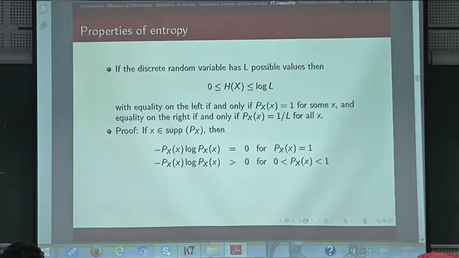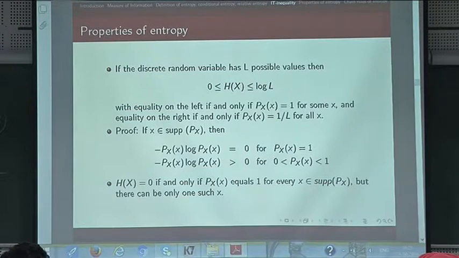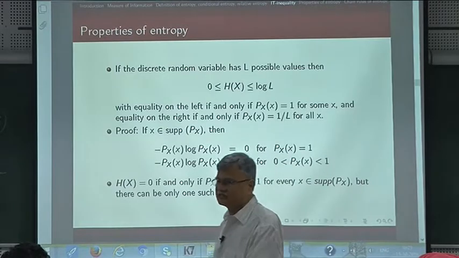The proof is very simple. I do not think we need to spend time on this. If you put P(x) equal to 1, naturally it is 0. If P(x) is between 0 and 1, then naturally this is a positive quantity. So H(X) is equal to 0 if and only if P(x) equals 1 for some x, but there can be only one such x. So if any one x has probability 1, that means there cannot be any other x which has probability 1.